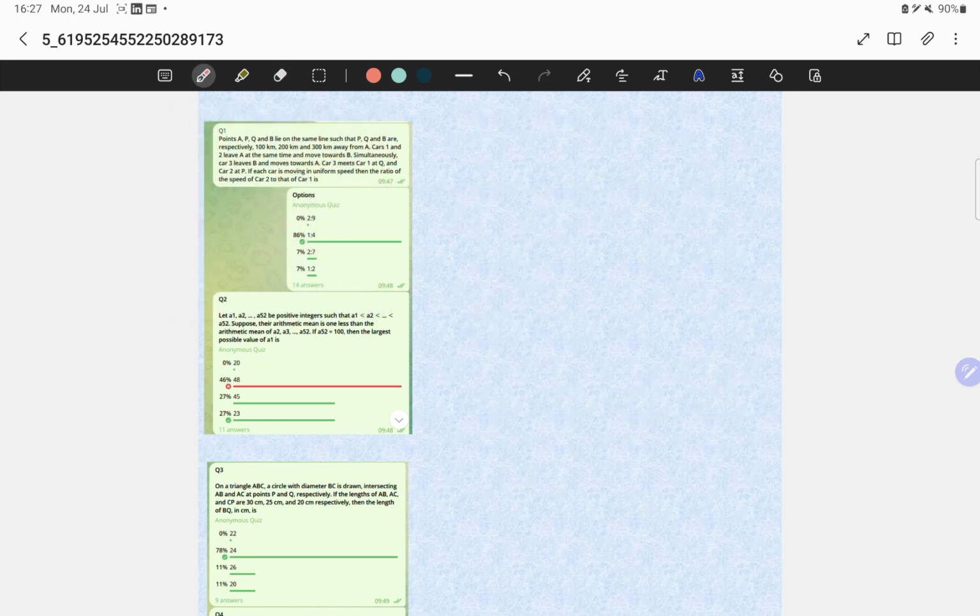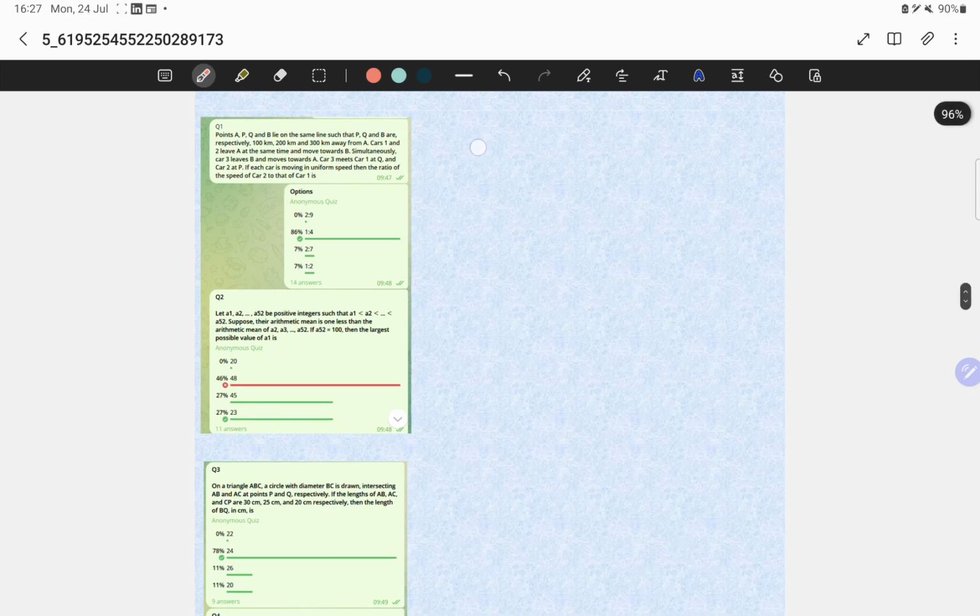Let's come to question number 2. It is given that A1, A2, up to A55 are all positive integers, and the arithmetic mean of all 55 is 1 less than the arithmetic mean of A2 to A52, and A52 is 100. Say the mean of A2 to A52 is x. The total number of terms is 52 minus 2 plus 1, which is 51 terms, so the sum of all is 51x.